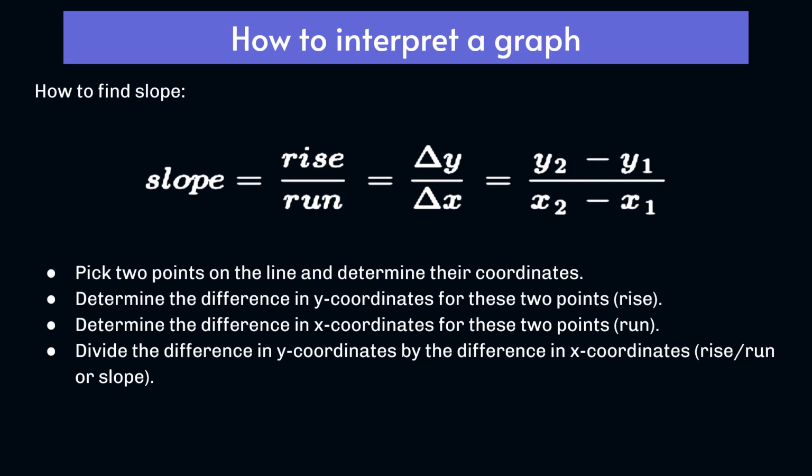Determine the difference in the y coordinates. So just do your y2 minus y1. That's your rise. Determine the difference in the x coordinates. Do your x2 minus x1. That is going to be your run. Then divide the difference for the two. So do the change in y over the change in x, and you're going to end up with the slope of the graph.